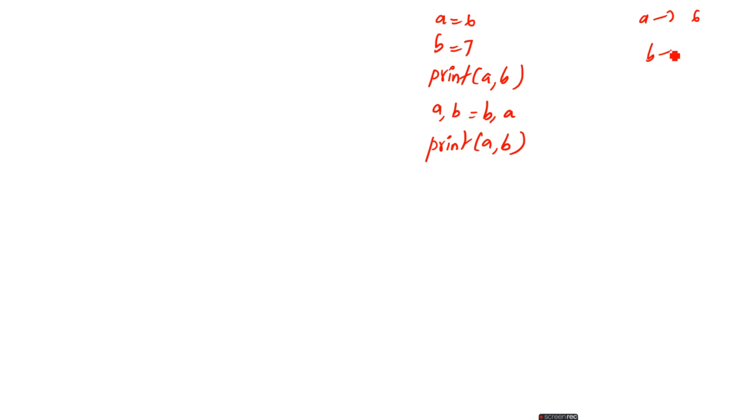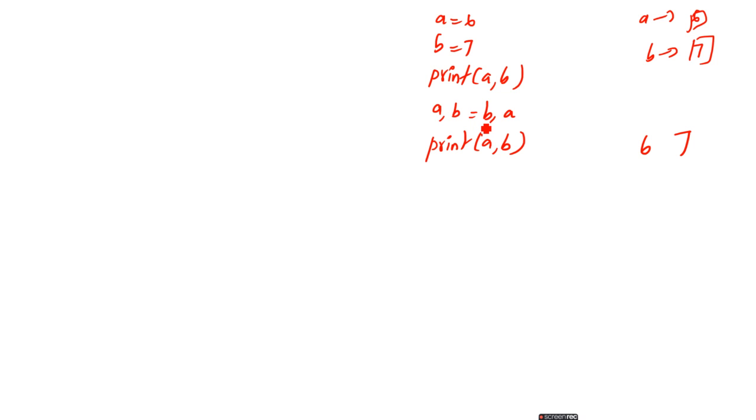If I'm writing a equal to 6 and b equal to 7. Now we are writing print a comma b. Now in the next line I am writing a comma b equal to b comma a. Now again I am writing print a b. Now see, a refers to 6 and b refers to 7. Now I am writing print a comma b. The value of a is 6 and value of b is 7. This will be the output.